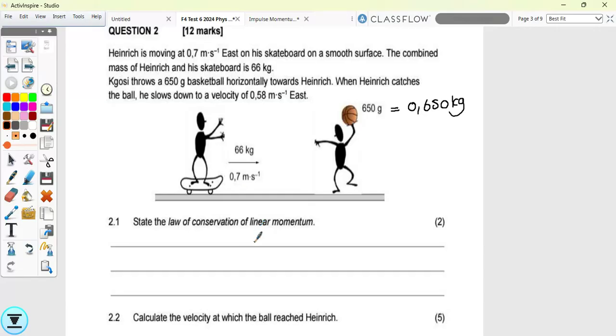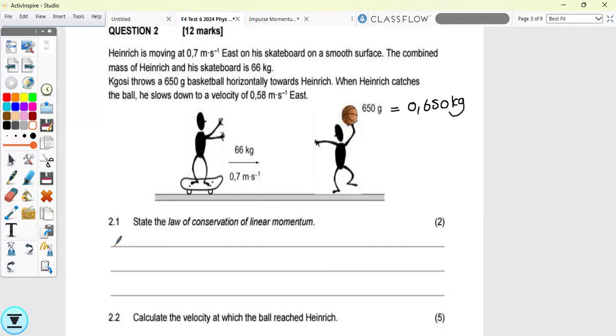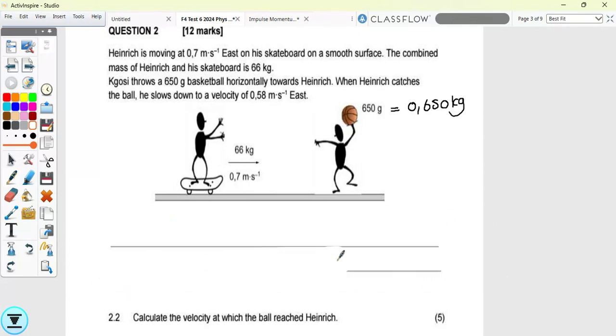So the law of conservation of momentum is easy. You can just learn that. So that is the total momentum in an isolated system remains constant. Please remember to add that whole bit about the system being isolated. And then they want to know, calculate the velocity at which the ball reached Heinrich.